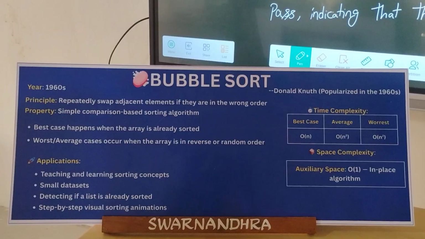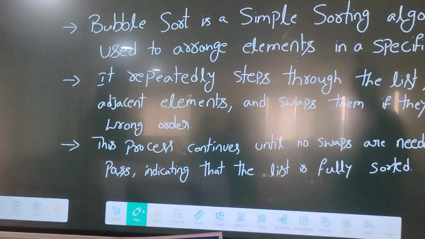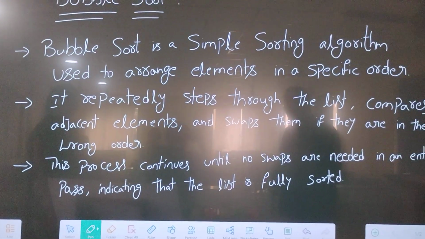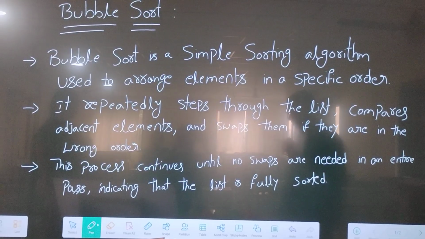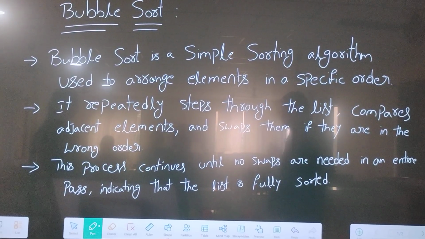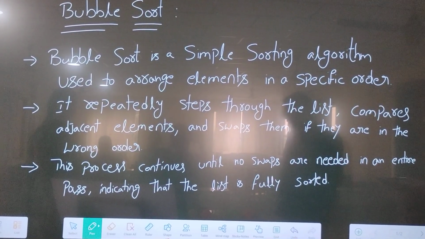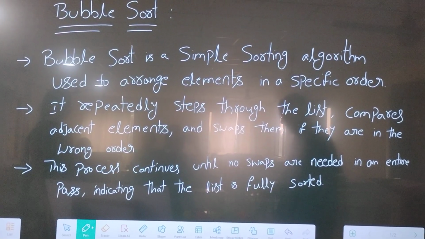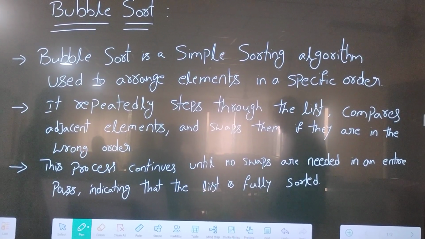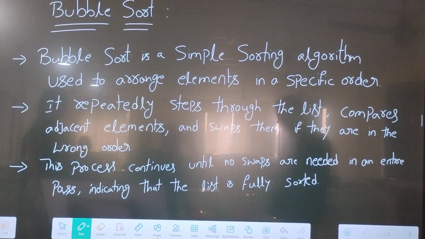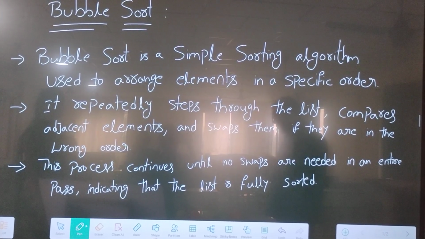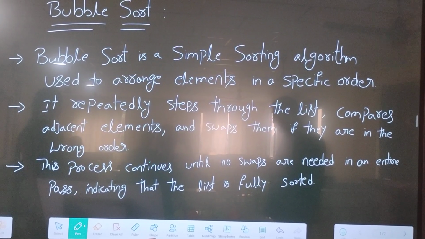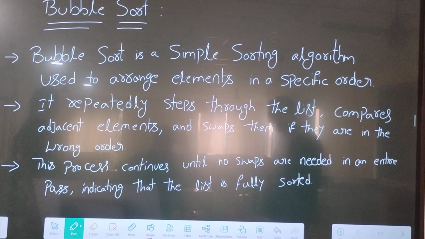Bubble sort is a simple sorting algorithm used to arrange elements in a list in a specific order. It repeatedly steps through the list, compares adjacent elements, and swaps them if they are in the wrong order. This process continues until no swaps are needed in an entire pass, indicating that the list is fully sorted.